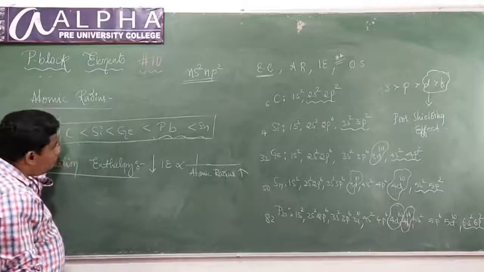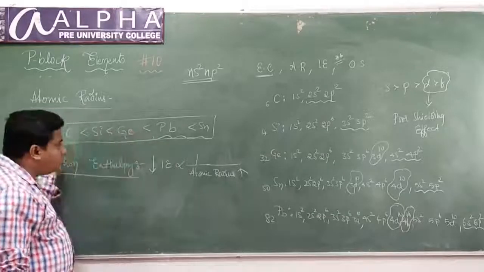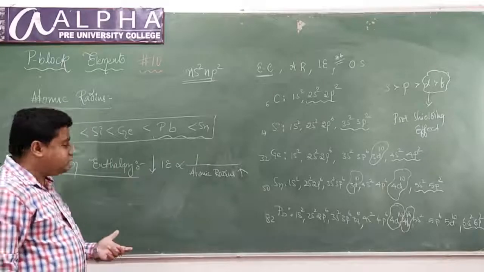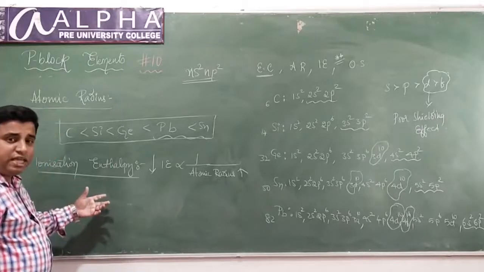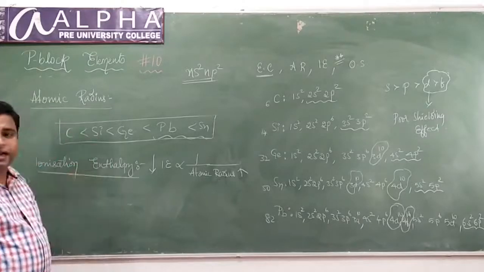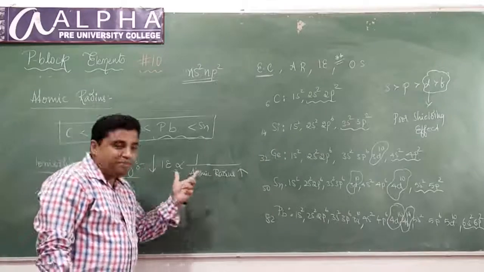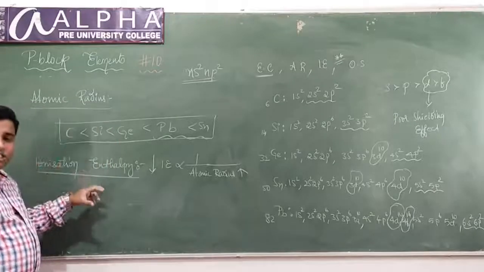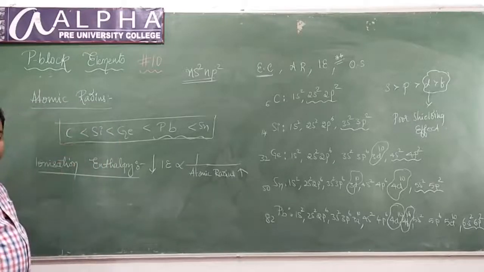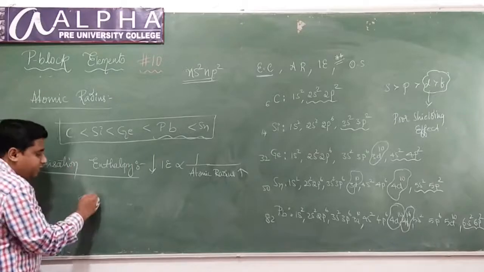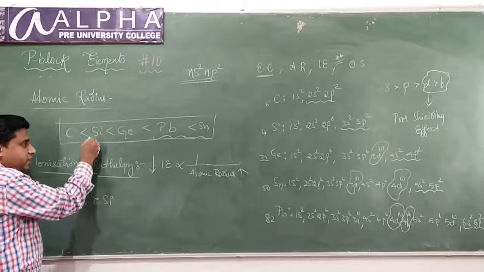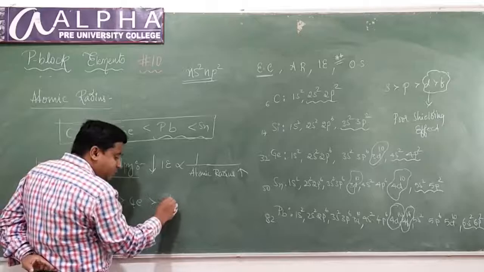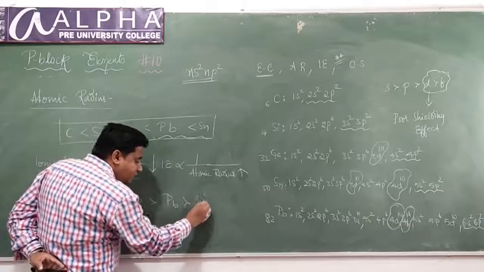As we go down the group, atomic radius increases, therefore ionization enthalpy decreases. So the order of ionization enthalpy is exactly the reverse of atomic radius, because ionization enthalpy is inversely proportional to atomic radius. Therefore carbon has more ionization enthalpy than silicon. Silicon has more than germanium. Germanium has more than tin. Lead has more ionization enthalpy than tin.